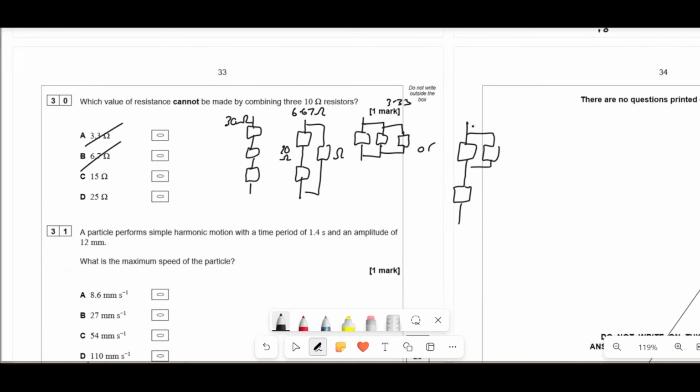And if we look here as well, remember, we've got to figure out what this whole unit is. So this is 2 in parallel. So 1 over 10 plus 1 over 10, and then you do 1 over your answer. So these two are actually 5 ohms, but that's in series with a 10, so we get 15 there as well. So that one's out, so the only one it can't be is 25.